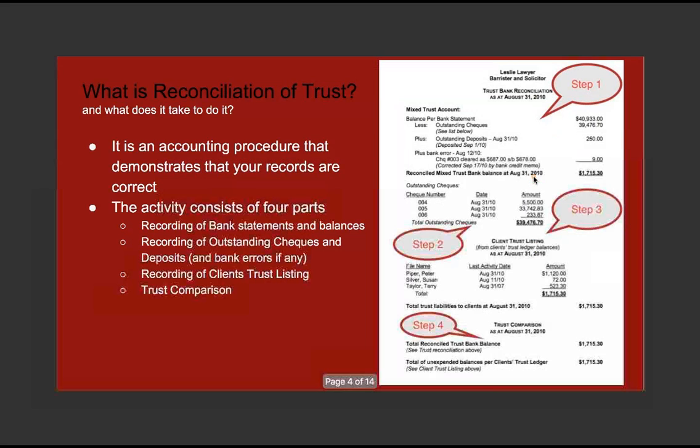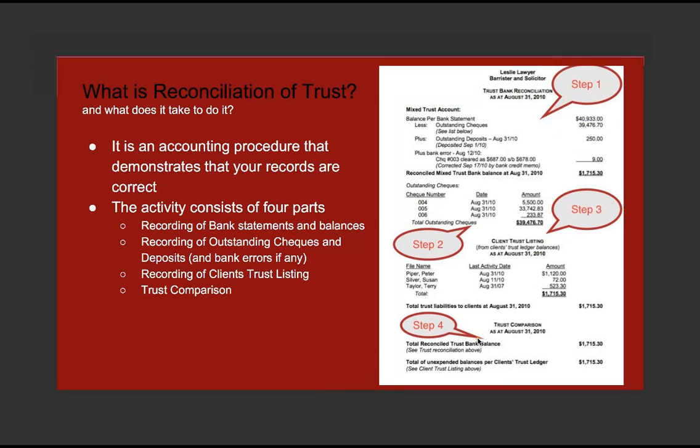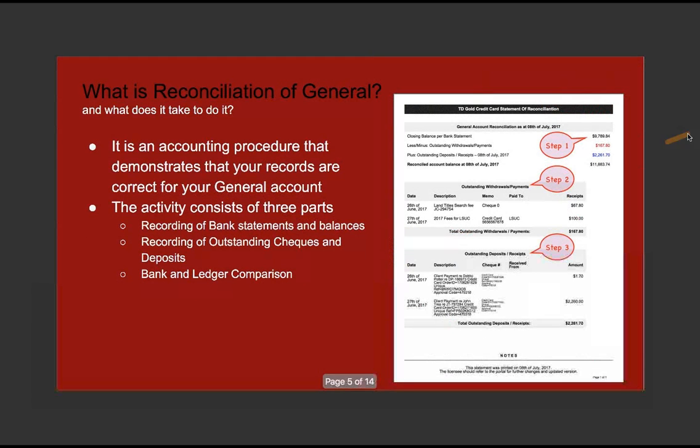Again, to summarize here, for trust: bank activity, outstanding checks, trust listing, trust comparison. In general, it's bank listing, outstanding checks, and outstanding deposits. That's it. So you don't have trust listing and you don't have comparison. That's all you do.